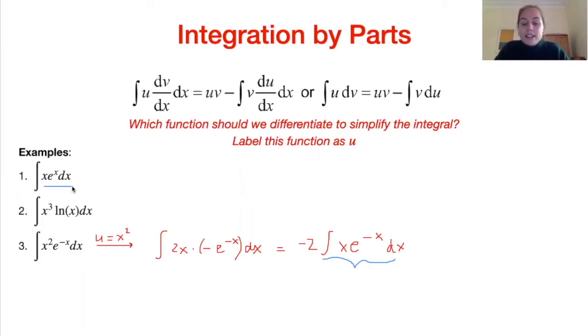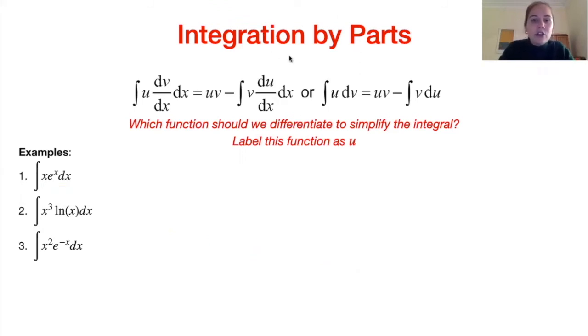So the idea here is that we're going to have to apply integration by parts twice, right? Because we can't quite yet solve this integral very easily, but we saw from part one that if we apply integration by parts again to that, we should get to an integral which we can solve. So let's have a look at the solution for this then.